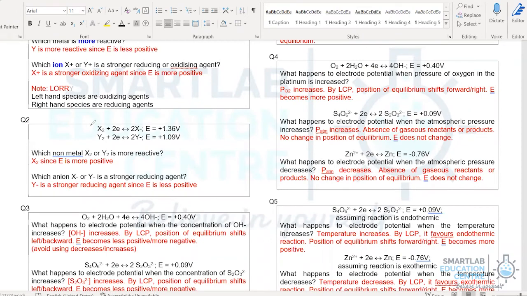Let's take a look at another set of half equations. In this case, you will find that equation 1 is more positive than equation 2. The difference is that X2 and Y2 are both non-metals in this case. By looking at the standard electrode potential value, we can conclude that X2 is a stronger oxidizing agent, while Y- is a stronger reducing agent.